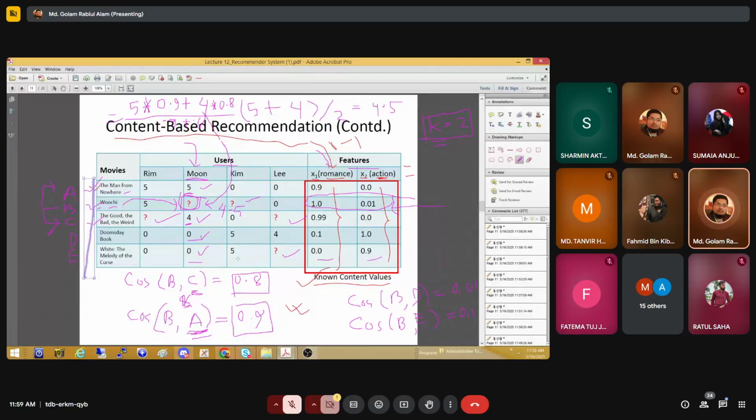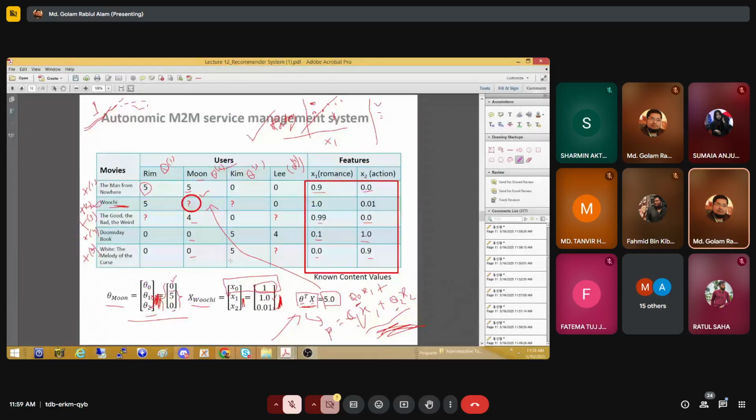So this is called the content-based recommendation system. But as I already mentioned, we actually have a more sophisticated method, not only based on the similarity. If we can formulate this problem as a regression problem, then we can think about what will be the predicted value based on our regression problem.